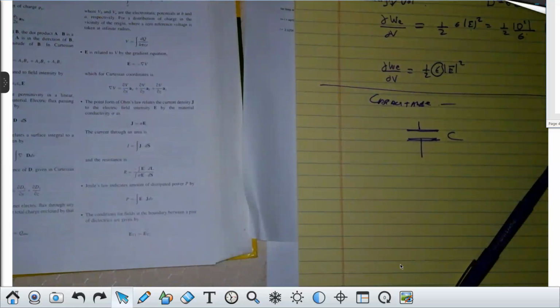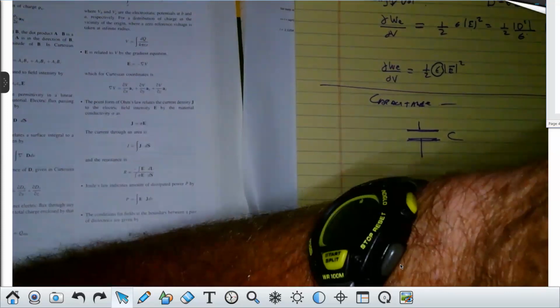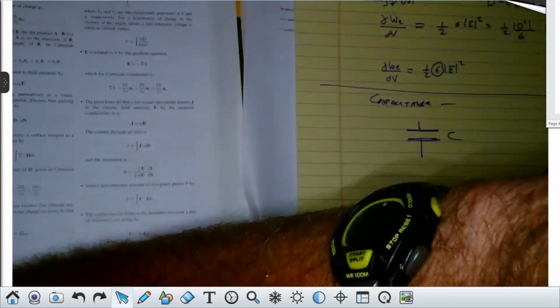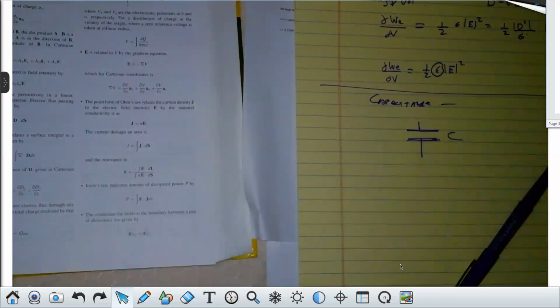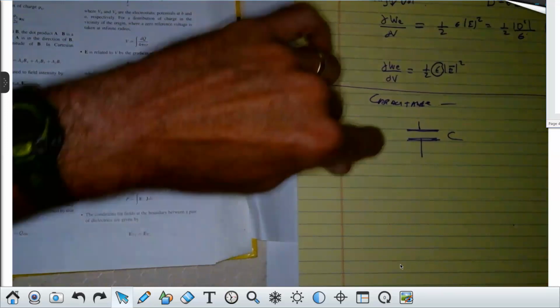And they'll create an electric field between them. Now that electric field is where all the energy is stored. Follow me? And the energy we just talked about is 1/2 epsilon E squared. I mean, that's the energy density per unit volume. That's the symbol for a capacitor.